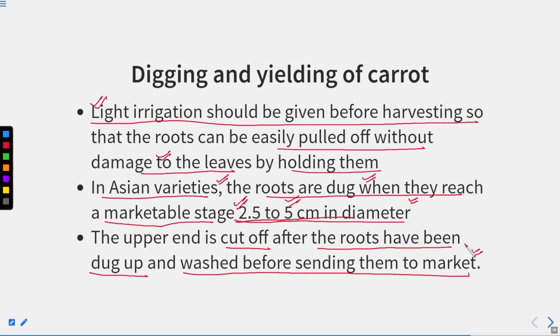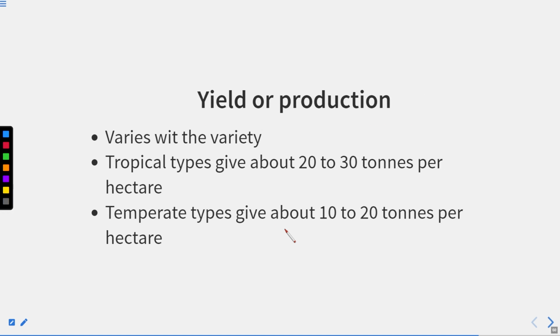In the Asian varieties, the roots are dug when they reach the marketable stage. So this is the diameter that we have to keep in mind. At this particular diameter, the carrots are at full-fledged growth. So at that particular time, you can take them out, and this is also called the marketable stage. After it has been dug out, we have to take it to the market. So before that, cut off the upper part of the root and wash it before sending to the market. Remove all the soil which is attached to the roots.